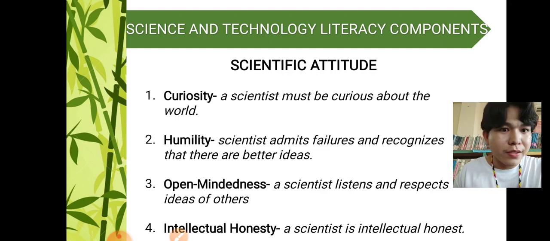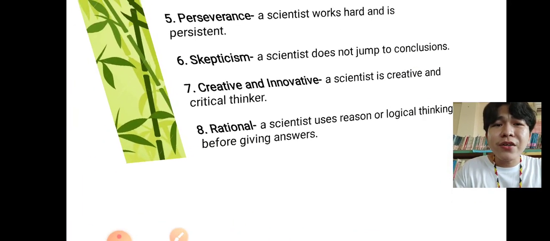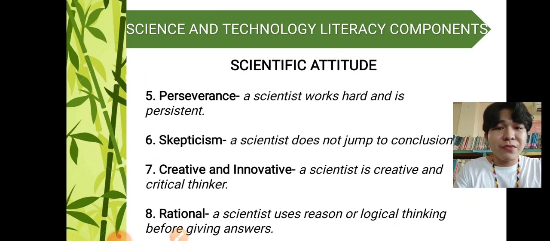So, that is intellectual honesty. And of course, we have number five, perseverance. A scientist works hard and is persistent. Therefore, he or she has the courage to continue. The same with you, class. Don't you have perseverance? Because amid the fact that we are facing this pandemic, you still tend to enroll in this particular course. Number six, we also have skepticism. A scientist does not jump to conclusions.